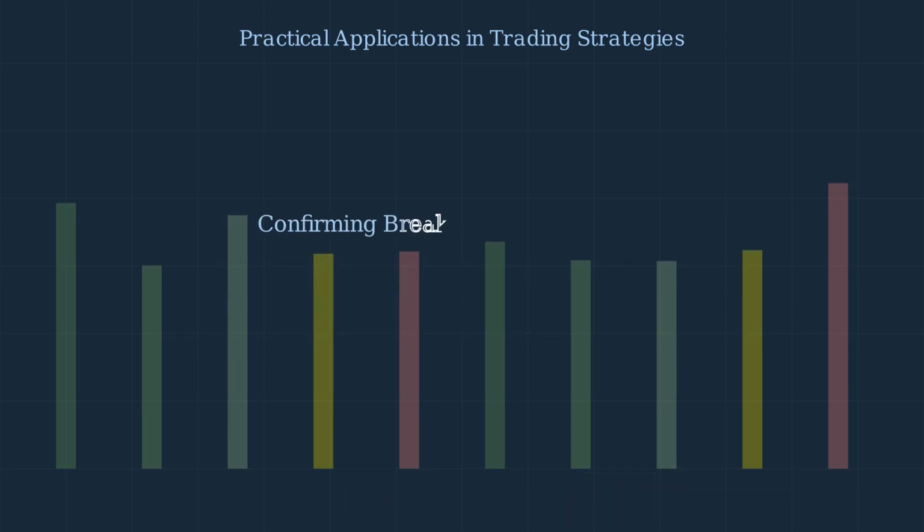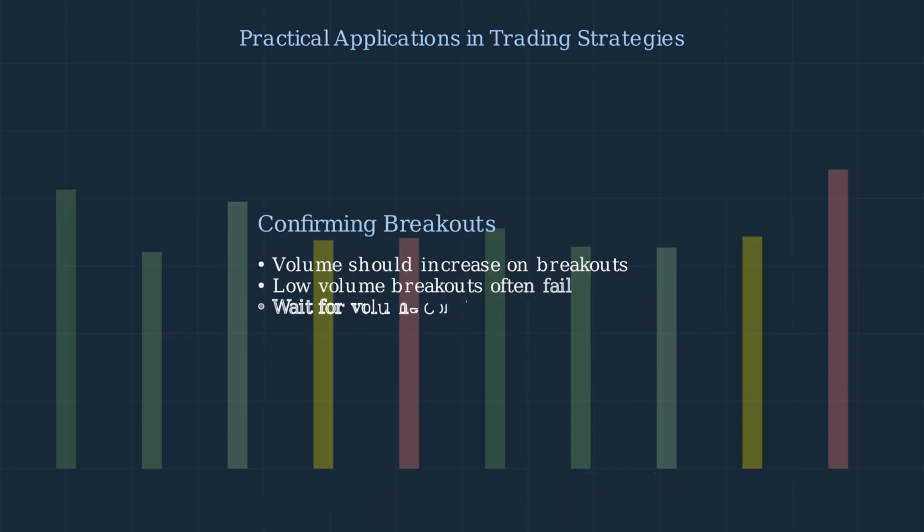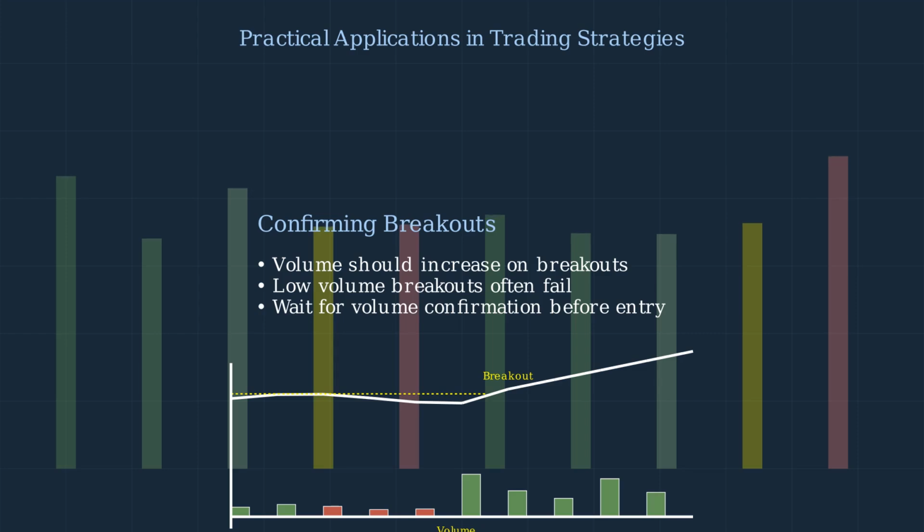Volume is crucial for confirming breakouts. A price breakout should be accompanied by higher than average volume to validate the move. Breakouts on low volume have a higher probability of failure, so waiting for volume confirmation can improve your entry accuracy.